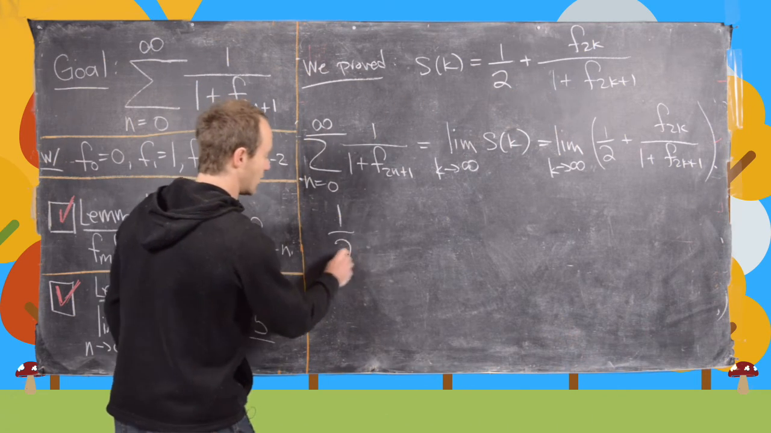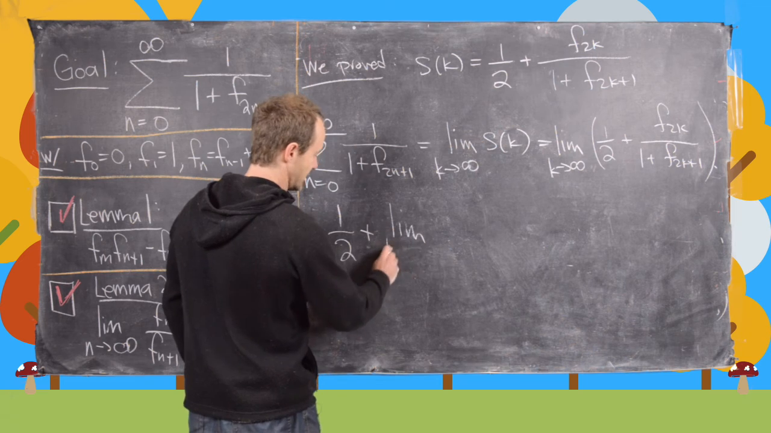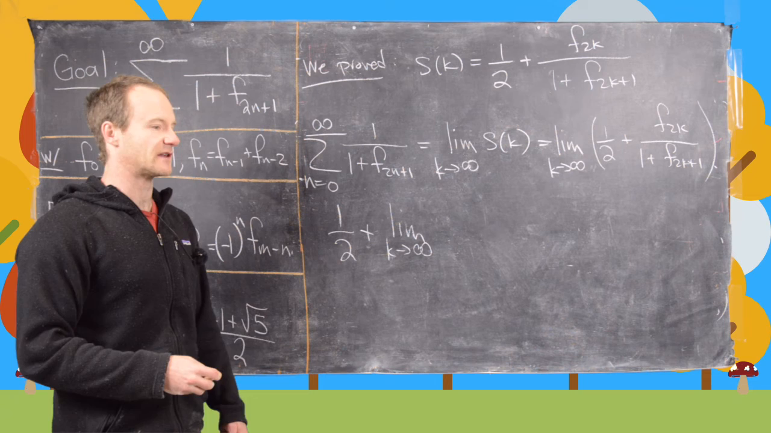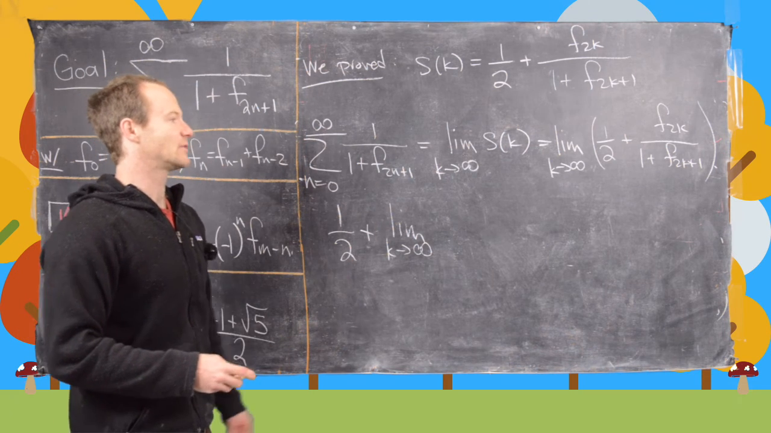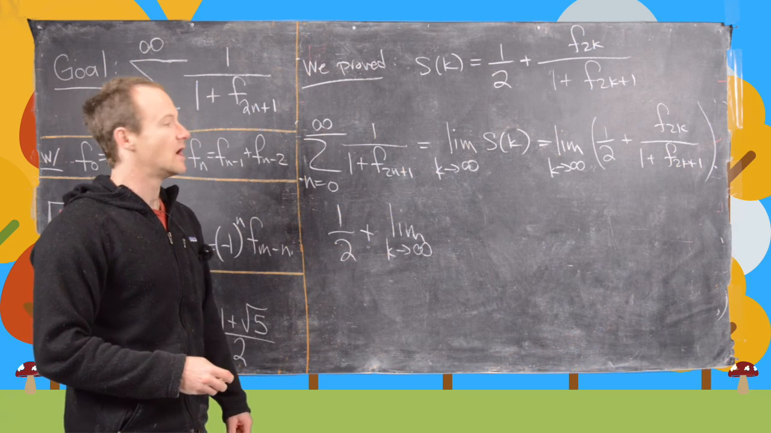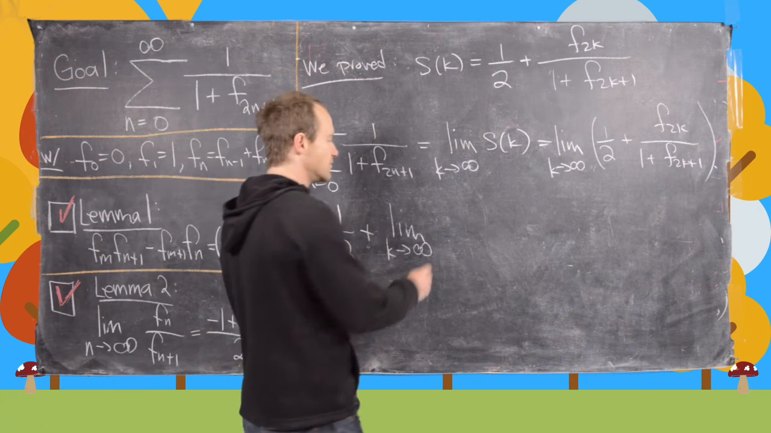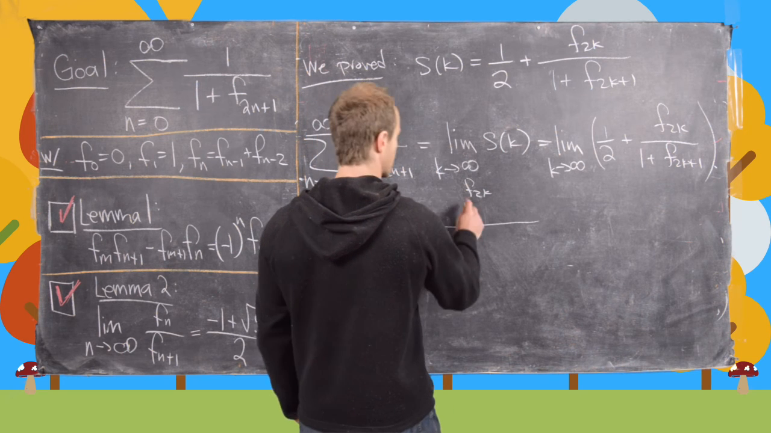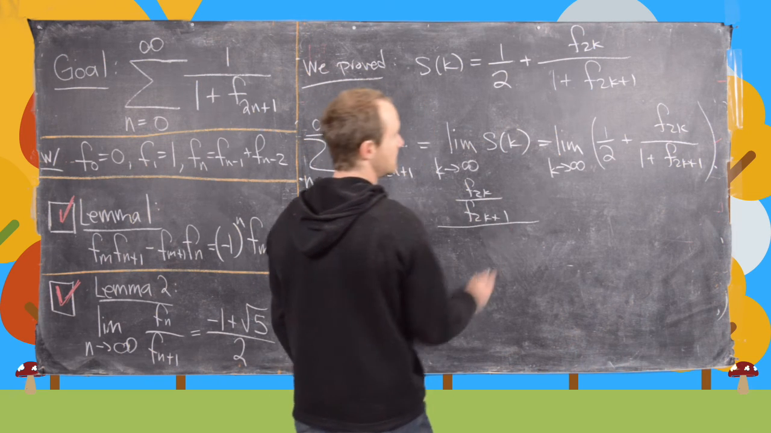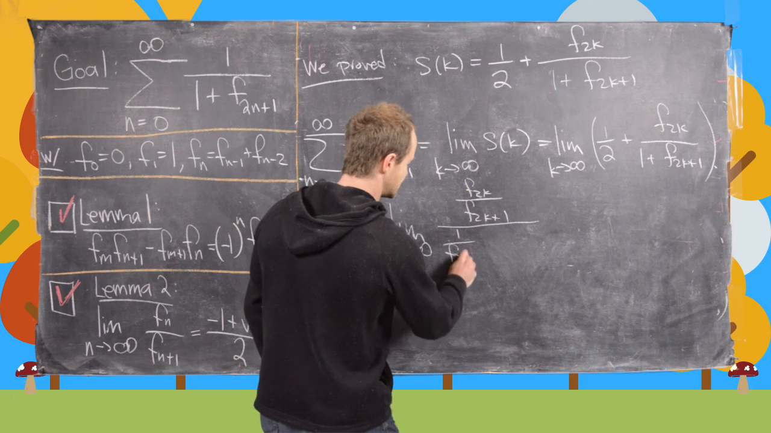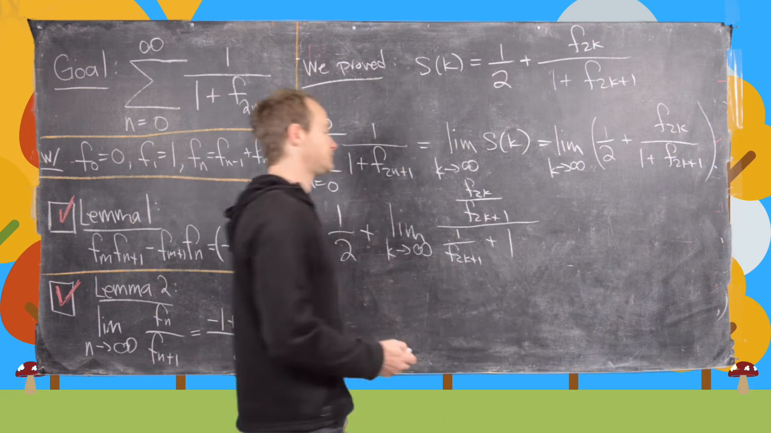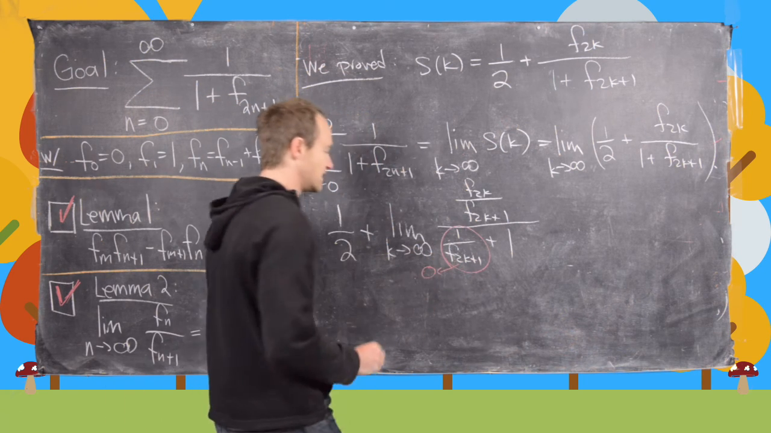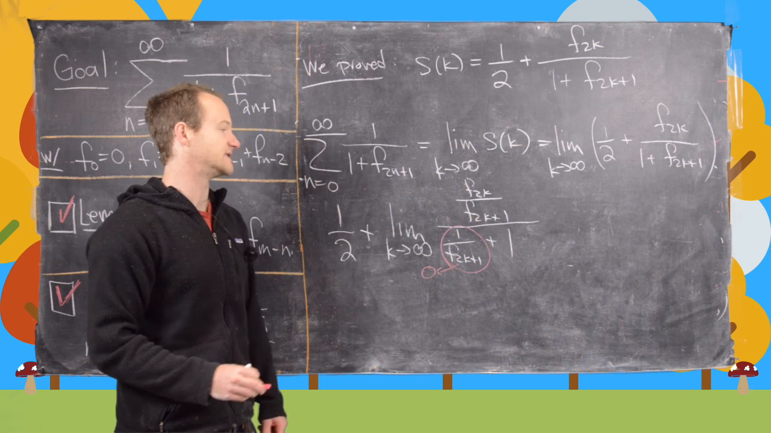So I'm going to bring the half out, and then that's going to give me 1/2 plus the limit as k goes to infinity. And another thing I'm going to do is be inspired by how you find limits of rational functions in calculus, and I'm going to multiply by the reciprocal of f sub 2k plus 1 in the numerator and the denominator, and that's going to give me f sub 2k over f sub 2k plus 1, and then 1 over f sub 2k plus 1 plus 1. Okay, good. So this is going to go to 0 because obviously the limit of the Fibonacci numbers is infinity, so that limit is 0.